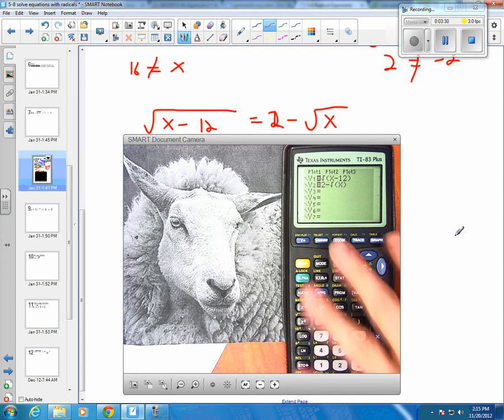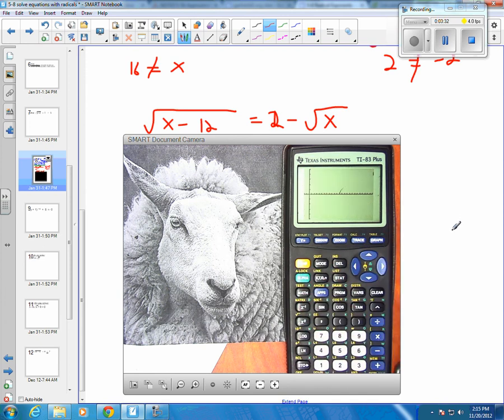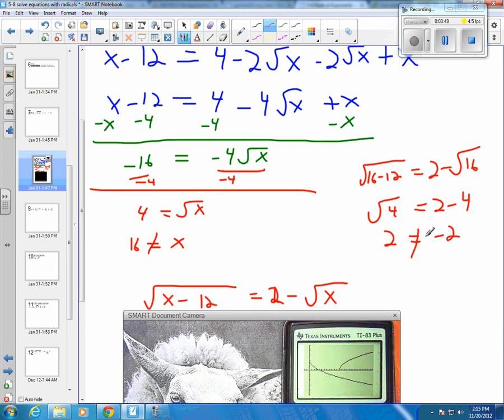And if I were to graph that, you're going to see I'm going to get two curves, two half curves, and the two half curves are never going to cross. And since they never cross, there is no solution. So graphically, no solution. These two half curves don't cross. And mathematically, when you get 16 for a solution, 16 does not work. So this is a no solution.